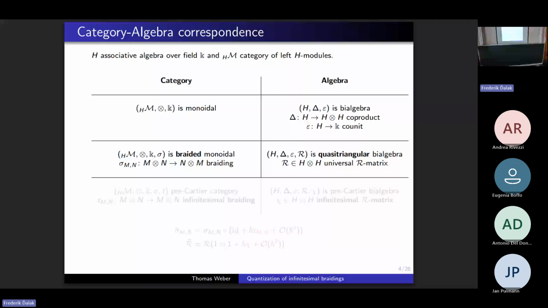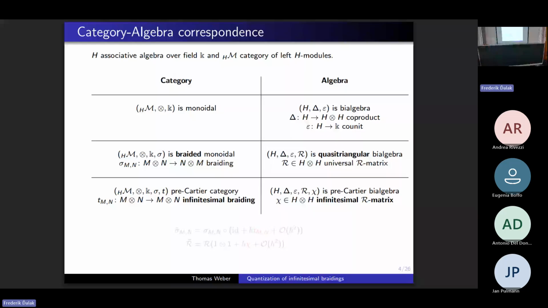And what we came up with in the first paper was, okay, so now we want even more. So we have a braided monoidal category, but some extra structure, some T here, that satisfies some axioms. And this we call a pre-Cartier category with an infinitesimal braiding T, which on the algebra side will correspond to a pre-Cartier bi-algebra with an infinitesimal R matrix chi. So that's the chi that we've seen that comes from the Casimir. The point of this slide is, we can ask these questions about finding Casimirs on the level of algebra or on the level of category, and I'm going to switch a bit back and forth because both sides are basically the same.